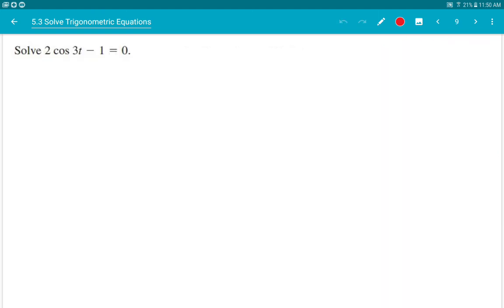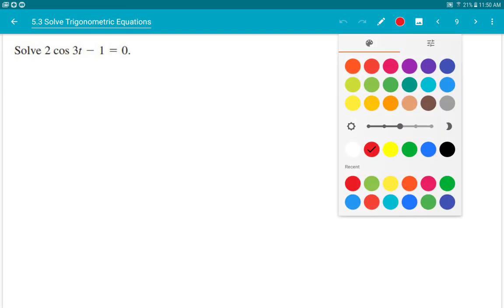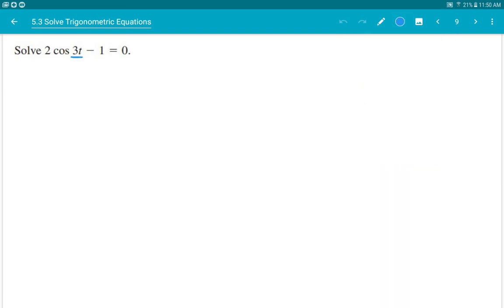Now this one is different. The reason why this one's different is because we have here a 3t. This is what we call a multiple angle. We'll get into the identities that involve these multiple angles moving forward. But we need to figure out here how to solve this. So what you're going to do is kind of the same thing. Think of this as just another way of approaching the problem.